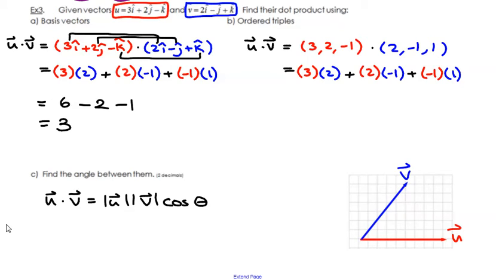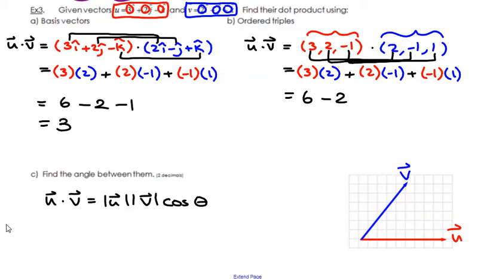An even easier way is to put it into ordered triplet form. Take the coefficients of each of the components and put them into a vector like that. Same thing with V. Then you take your X's, multiply them together, plus your Y's, multiply them together, plus your Z's, multiply them together, and you should get the same answer as the left-hand side.